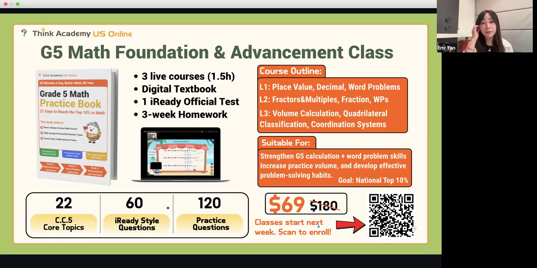So that'll be a grade 5 Math Foundation and Advancement class. This is going to be a pretty tiny, very packed course designed only for this placement test, or if you're looking to strengthen your foundation and do a little bit of advancement. It's going to include 3 live courses in total. Each live course is going to be 1.5 hours. And then we will include a digital textbook that you can print out if you want.